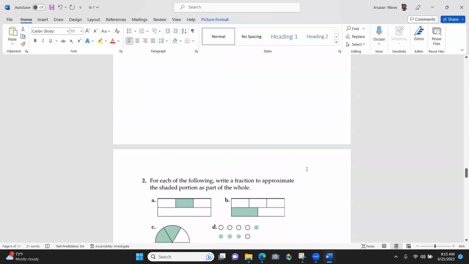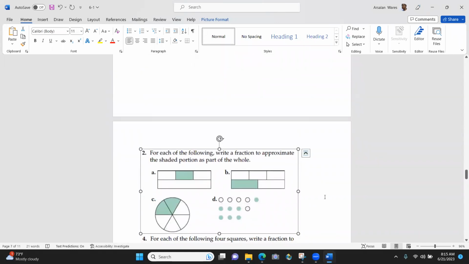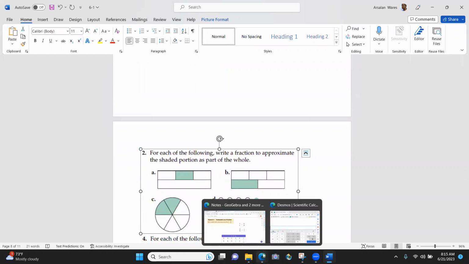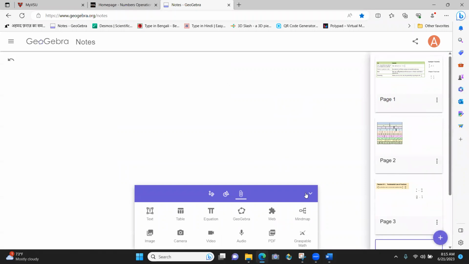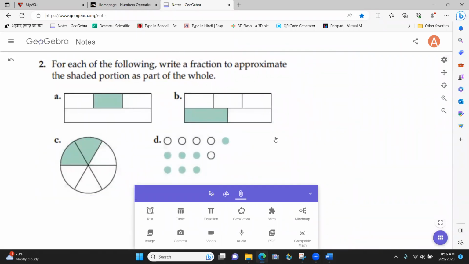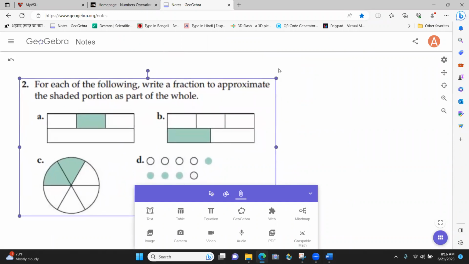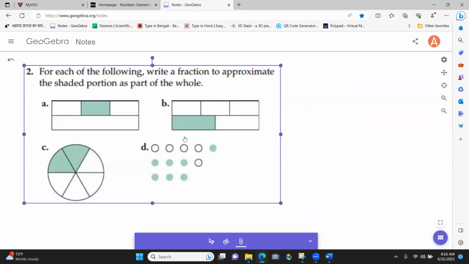All right, guys, that's all we have from 6.1. Okay. I'm going to do some of the examples from your book. They are really also on ALEKS. So it's the same. I grabbed some from the book. I grabbed some from the online homework. For instance, this one is pretty straightforward, except I think part B is a little tricky. So there's actually part A and B. So for each of the following, write a fraction to approximate the shaded region.